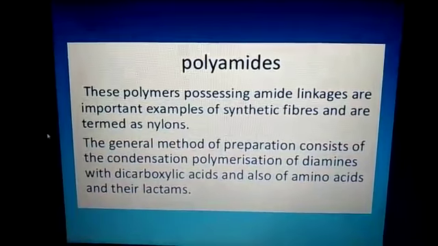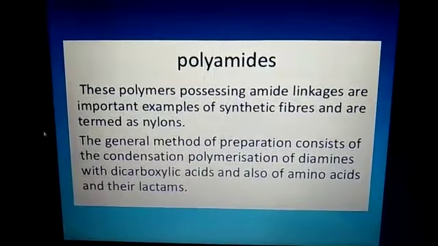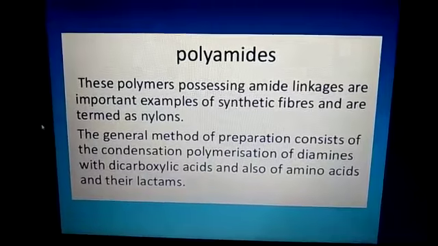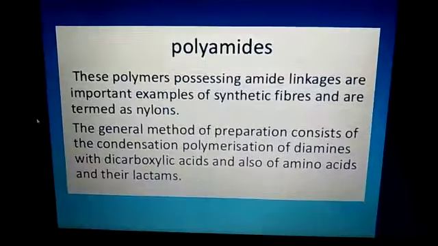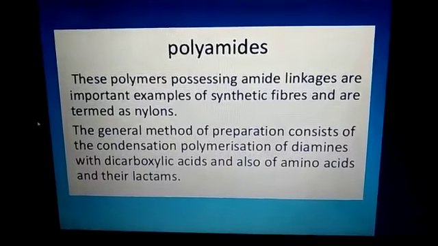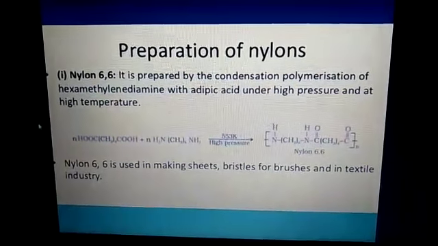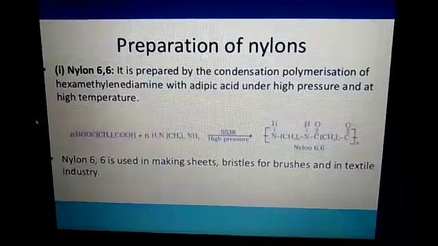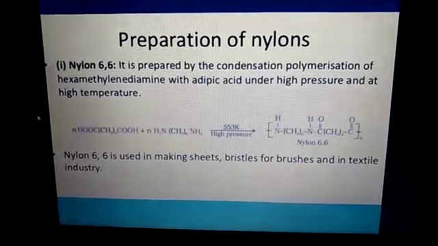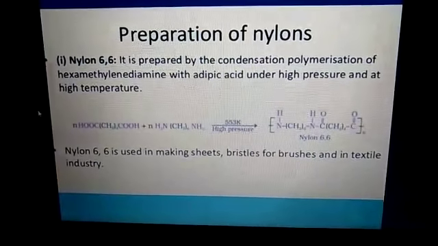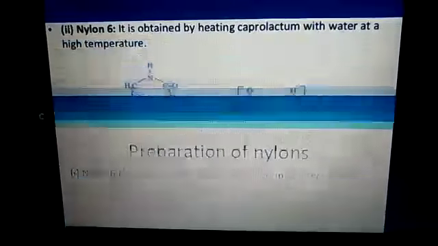Now polyamides. These polymers possess amide linkages and are important examples of synthetic fibers and termed as nylons. Here we will discuss two types of nylons, that is nylon 66 and nylon 6. Nylon 66 is prepared by the condensation polymerization of hexamethylene diamine and adipic acid under high pressure and at high temperature. Nylon 66 is used for making sheets, bristles of brushes and in the textile industry.